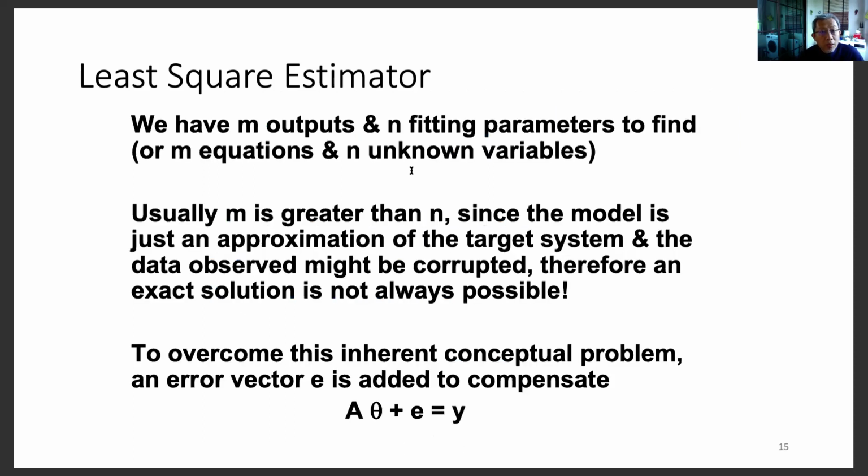So we have M outputs and N fitting parameters, which is known as M equations and N unknown variables. So usually M is greater than N, okay, since the model is just an approximation of the target system, and the data observed might be corrupted. Therefore, an exact solution is not always possible. And to overcome this inherent conceptual problem, we introduce an error vector E, added to compensate for the corrupted data, okay, which is A theta plus E equal to Y.